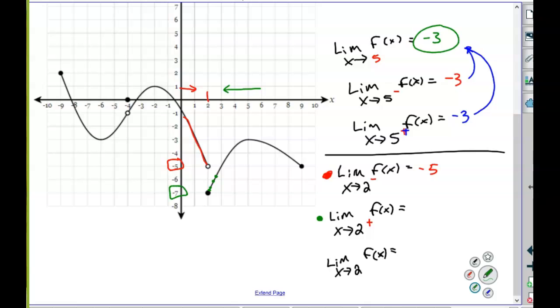Negative 7. Now, will we ever truly reach that? No. But we're going to get so close to it. Now, look at the notation here.